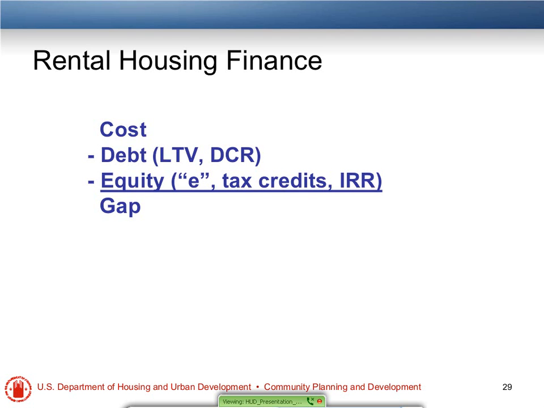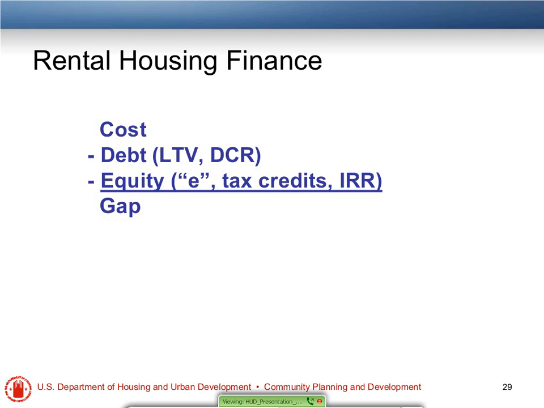We're looking at the cost of the project, your development budget, how much it's going to cost to develop the project: construction cost, other soft cost, financing cost. And then we looked at, again, how much debt you could attract to the project based on the lender's underwriting, using a debt coverage ratio and a loan-to-value ratio.